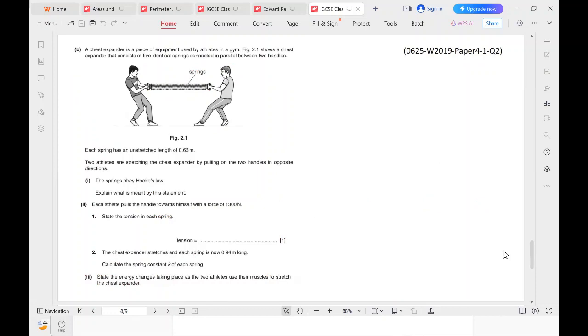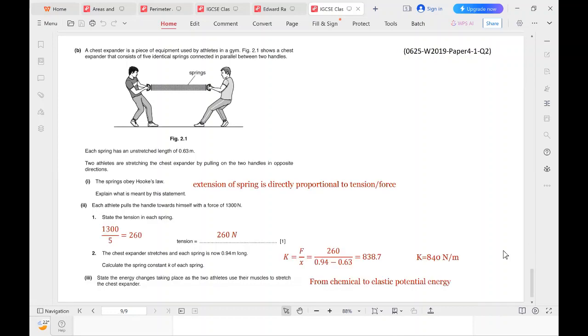A chest expander is a piece of equipment used by athletes in a gym. Figure 2.1 shows a chest expander that consists of 5 identical springs connected in parallel between 2 handles. Each spring has an unstretched length of 0.63. 2 athletes are stretching the chest expander by pulling on the 2 handles in opposite directions. The springs obey Hooke's law. Explain what is meant by this statement. Of course, we said that Hooke's law states that the extension of a spring is directly proportional to the force.